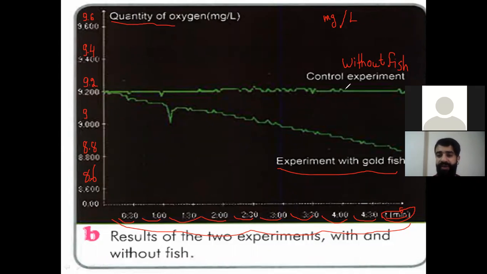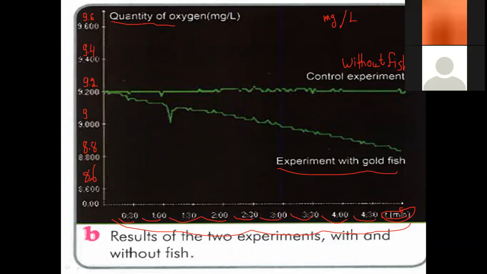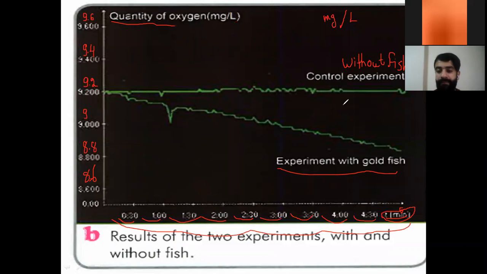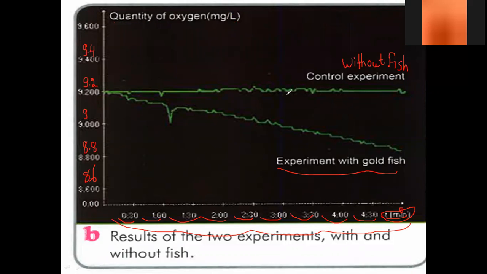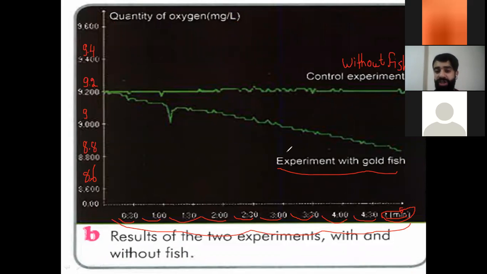What is the title of this graph? Ali Nasiruddin, yes, you can speak. What is the title of this graph? It's a graph showing the variation of quantity of oxygen in milligram per liter as a function of time in minutes. Very good. Excellent, Ali. So this is a graph showing the variation of the quantity of oxygen gas in milligram per liter as a function of time in minutes.